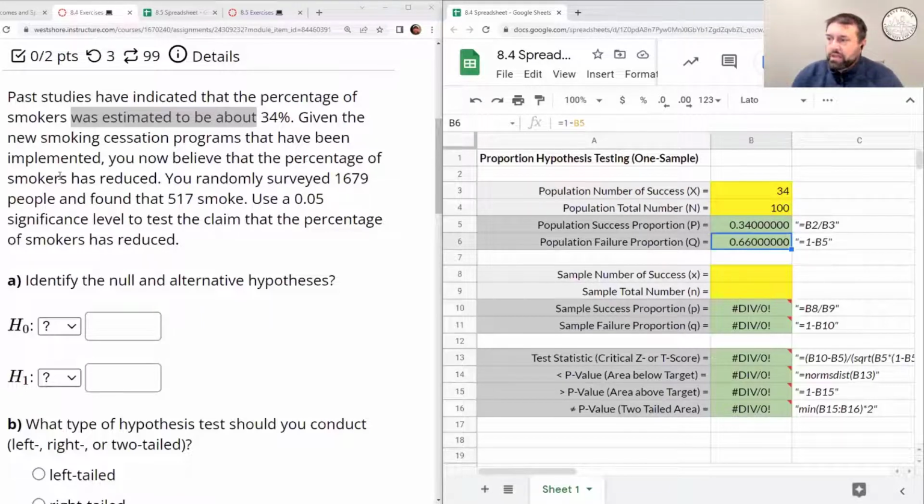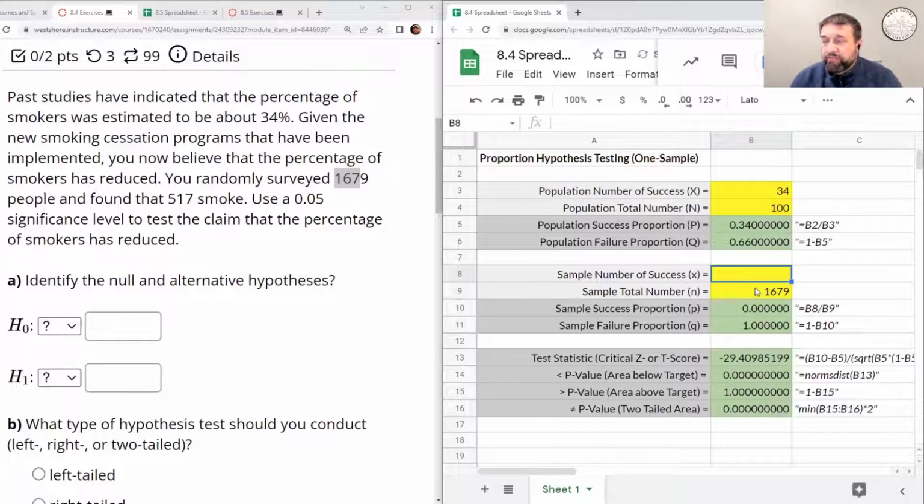Okay, great. Given that new smoking cessation programs have been implemented, you randomly survey 1,679 people. So that is my sample size, 1679. Of those, 517 smoked. So we're going to put in 517 divided by 1679, and we get a p-value of 30.79. Historically, it was 34%. Now it's about 31%. Is that significant at the 5% threshold?